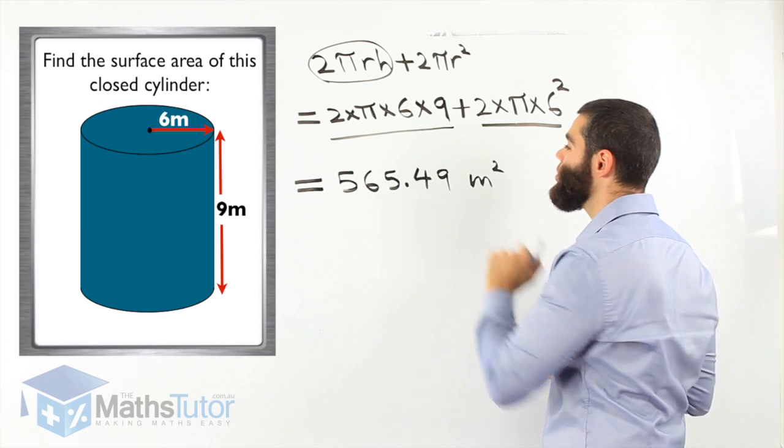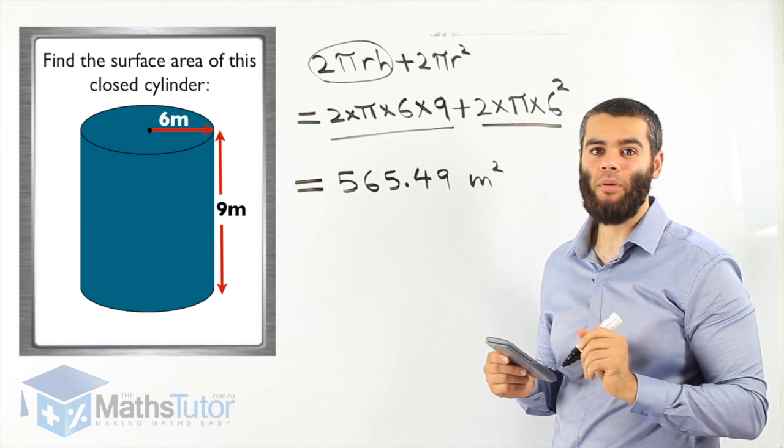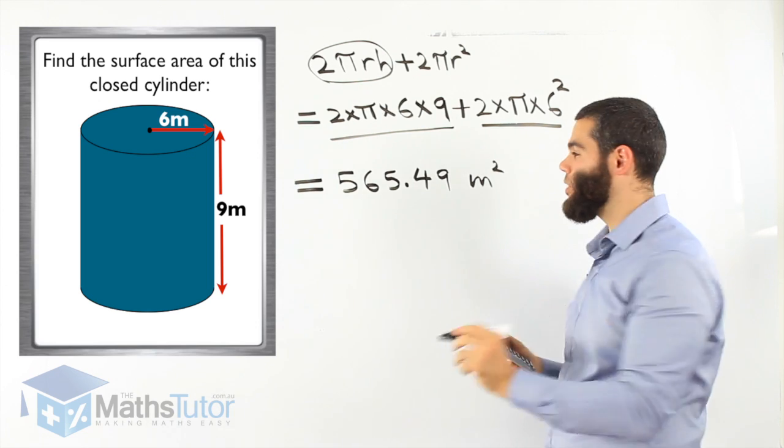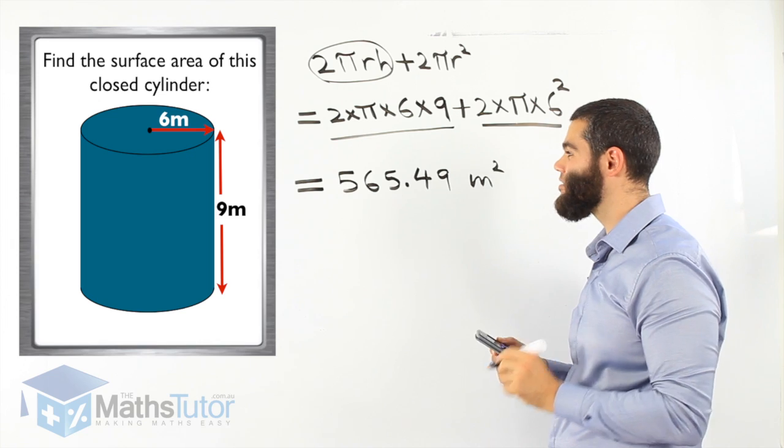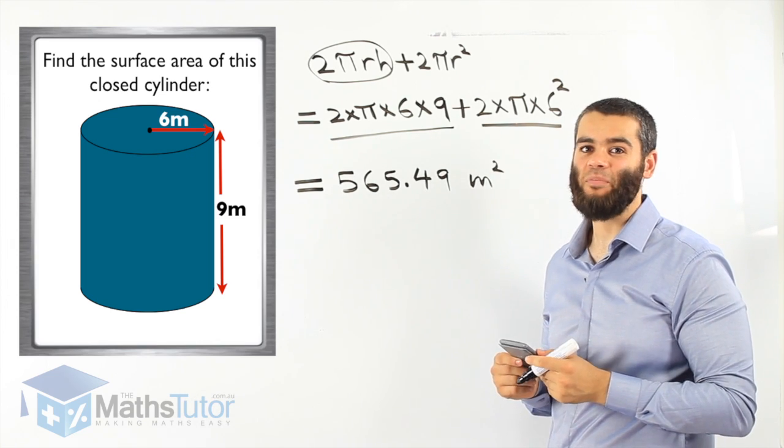And remember, to two decimal places. Very important that you remember that you need to round off. And we rounded off here to two decimal places. Now, let's do another example.